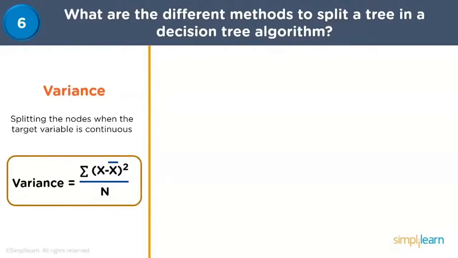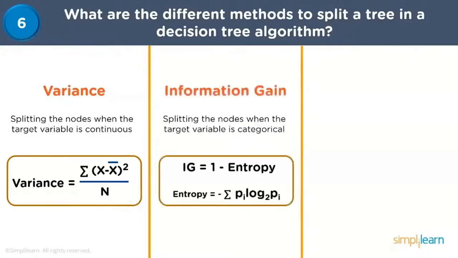The steps to calculate variance are: you need to calculate variance for each node, and then you need to calculate it for each split as the weighted average of each node variance. Moving ahead, the second method we have is information gain. Information gain is used for splitting the nodes when the target variable is categorical. It works on the concept of entropy. The degree of disorganization in a system is known as entropy. Here you can see the formula for information gain, which is 1 minus entropy.